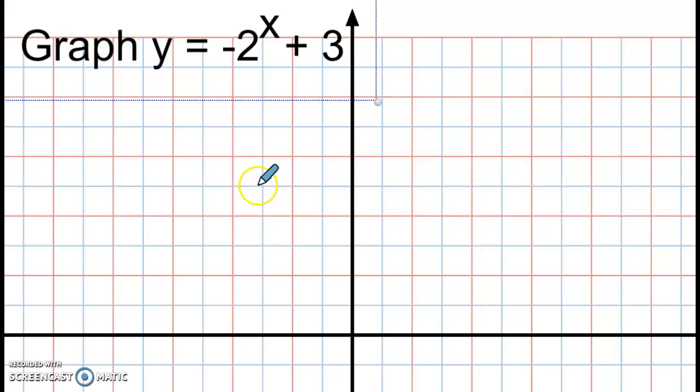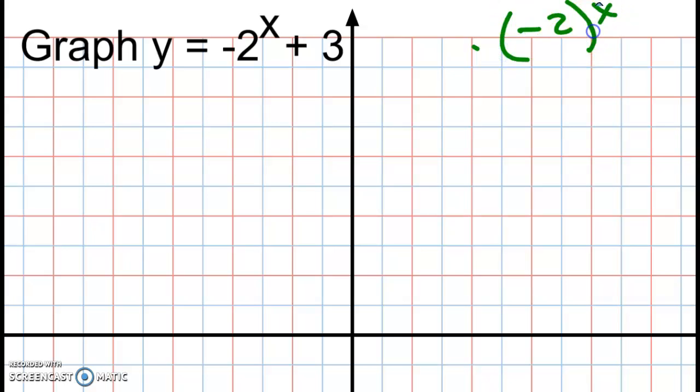So let's just play with graphing an exponential function if we have something like the opposite of 2 to the x, plus 3. Notice this is read as the opposite of 2 to the x. This isn't negative 2 to the x. That's a whole different thing, and that is not what we're doing here. A is 2, and I'll take 2 to the x first, and then I'll apply the opposite.